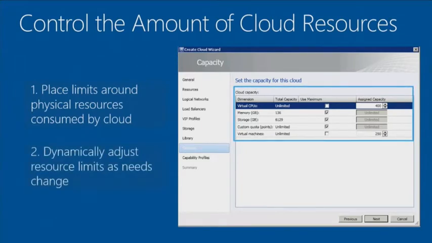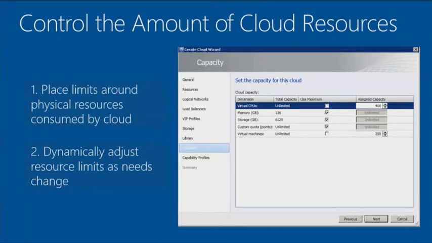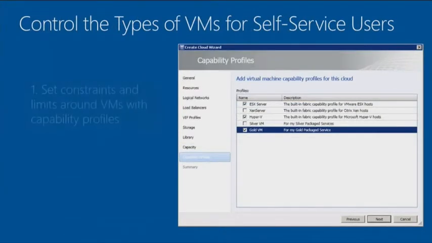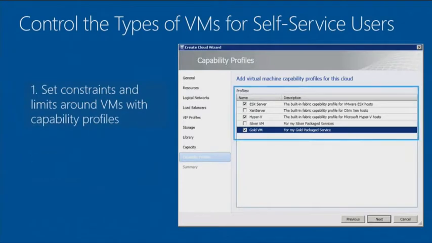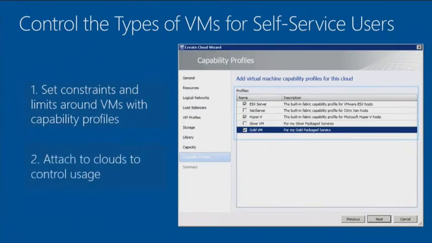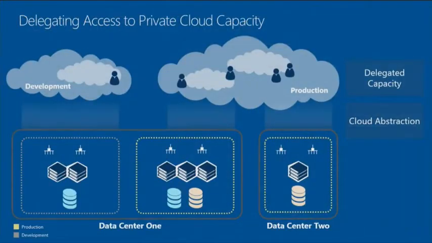We looked earlier at the 5 dimensions of cloud capacity, right? So CPUs, memory, disk, the VM count, and of course the quota points if we want to take the old school route that we saw with VMM 2008. And when I delegate access to private cloud capacity, I want to be very clear that we can delegate at an action level. So I can give people permissions to deploy, or maybe just to read.